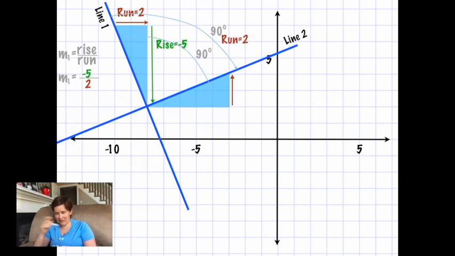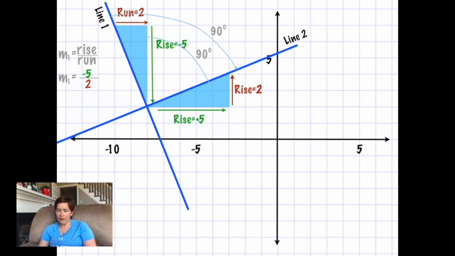So that red side is still 2. But now it's not the run anymore. Now it's the rise. It's the vertical distance, which is pretty awesome. And the rise has now become the run. So it's still 5. The measurement is the same because the triangle is the same. We've just rotated the triangle 90 degrees.